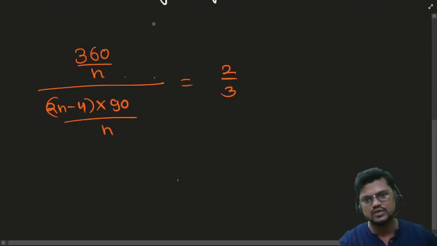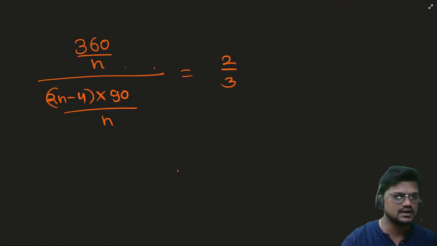See, to solve this, what do you have to do? How will you start to solve? Anyone? Sir, we will send the below fraction on the other side. Okay, fine. That is fine. Anyone else? An easier way. Sir, we will multiply everything by n. Yeah, Arushi, what are you saying? Cross multiply. No, Spruha.